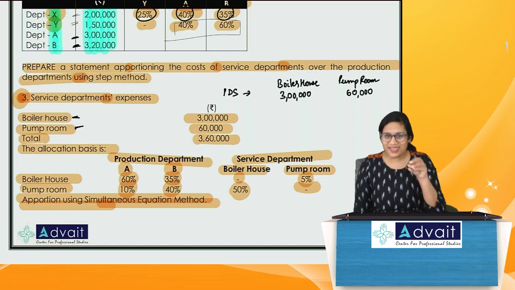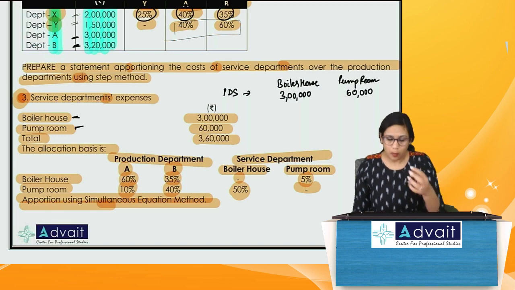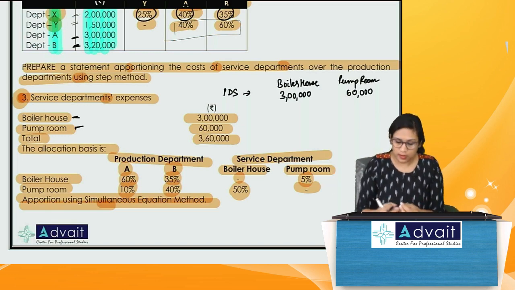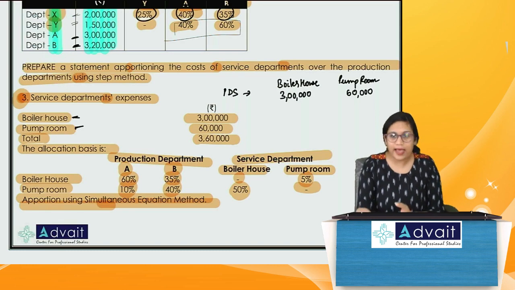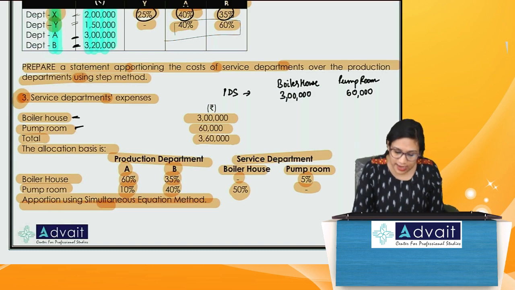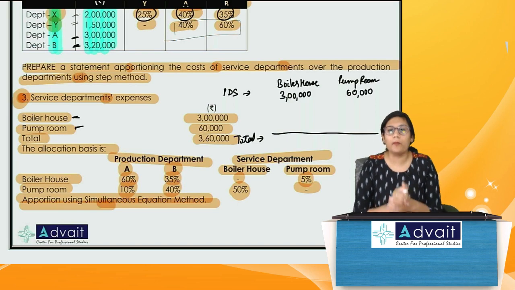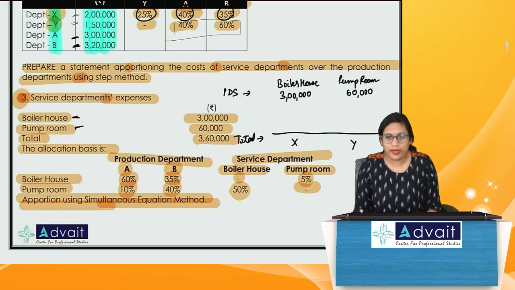Correct? But guys, are these the total expenses in boiler house and pump room? No, right? They're not the total expenses, because boiler house has to receive something from pump room. Correct? They have given this in the allocation table, and pump room also has to receive something from boiler house. So these 3 lakh and 60,000 are not my total expenses under boiler house and pump room. So let's say the total expenses under boiler house and pump room are X and Y. I don't know how much the total expenses are.